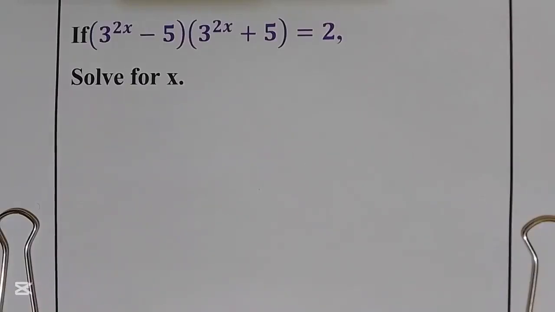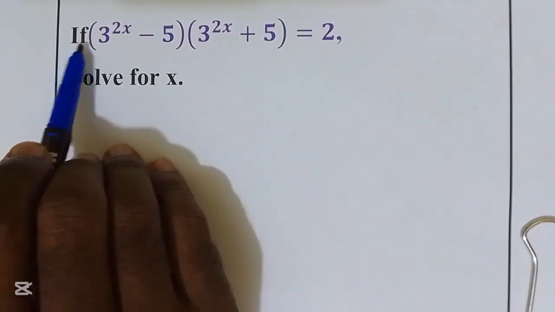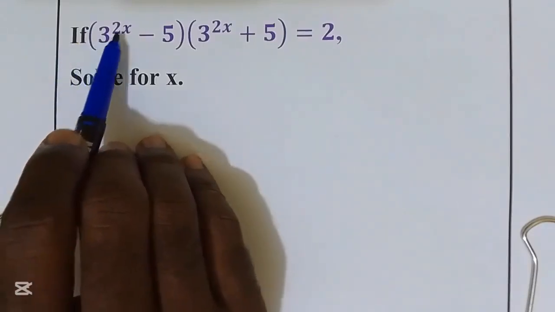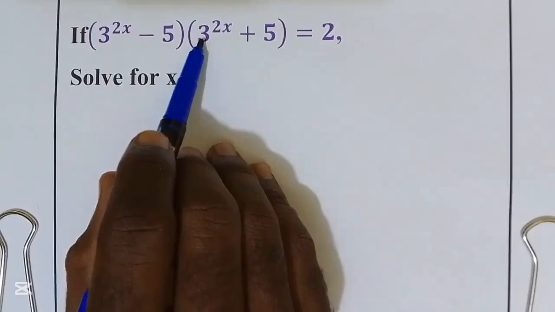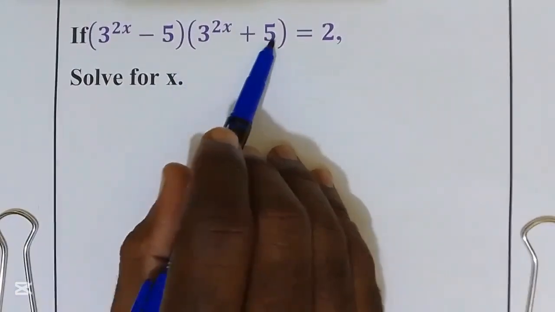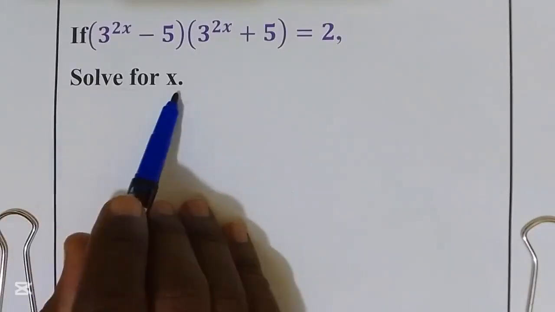We have an exponential equation and we are required to find the value of x. The question goes like this: if (3^(2x) - 5)(3^(2x) + 5) is equal to 2, we are supposed to solve for x.